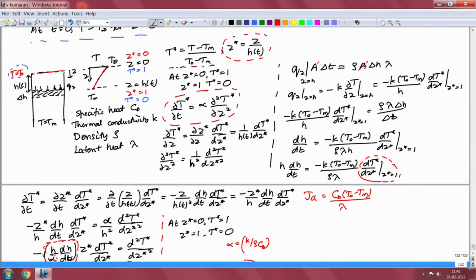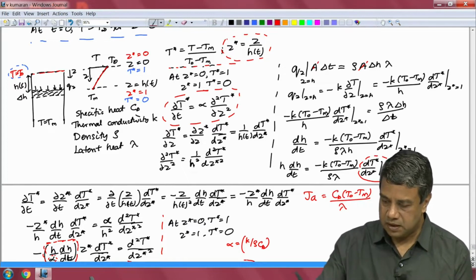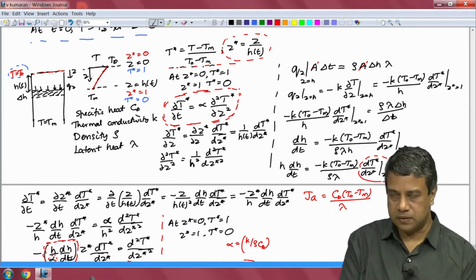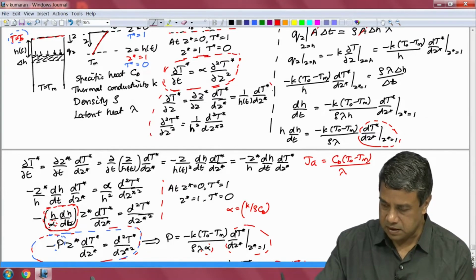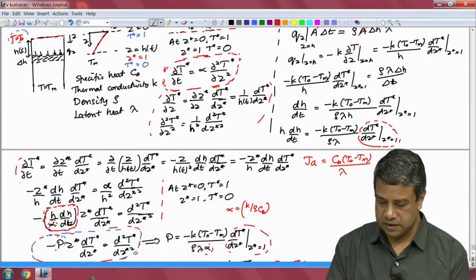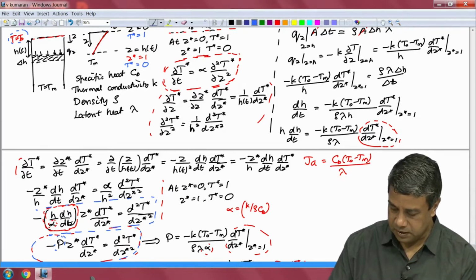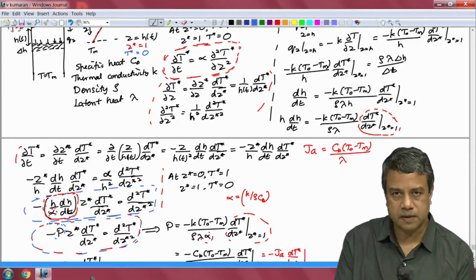Temperature is scaled the usual way such that it is 1 at z equal to 0 and 0 at z equal to 1. The coordinate is scaled by the height, which is a function of time. If I impose these scalings in the conservation equation and use the chain rule for differentiation, for expressing the time and the spatial derivatives, I get a similarity equation, in which on the left side I have h by alpha times dh by dt as the parameter.